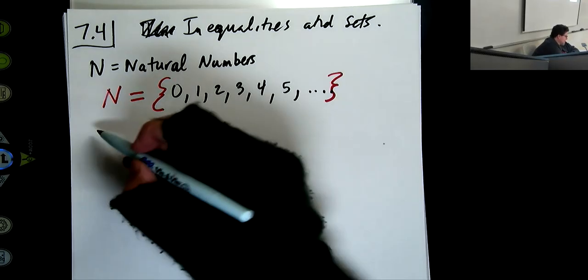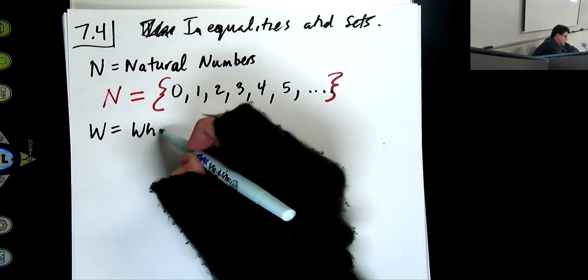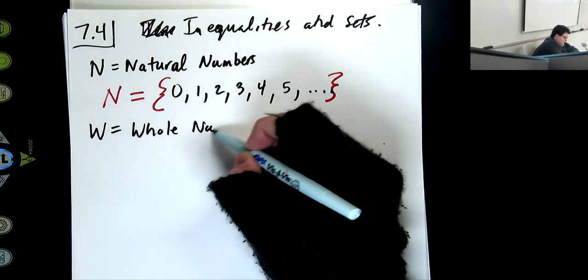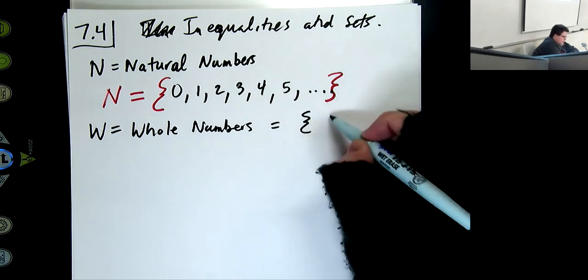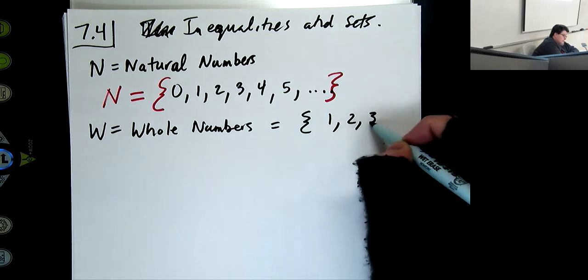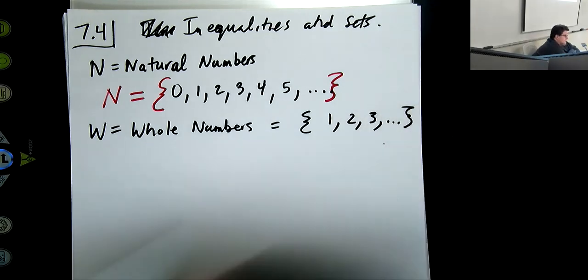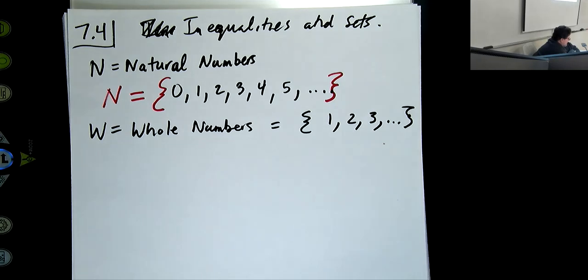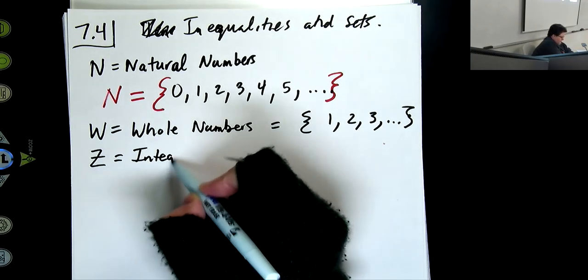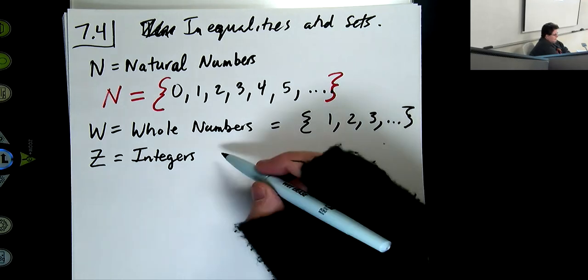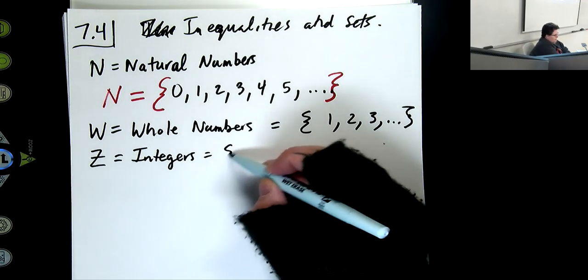Whole numbers is W. That's just like the natural numbers, but it starts with 1. There is no 0 in it. Z is the integers. That's like the natural numbers, but you have negative numbers.